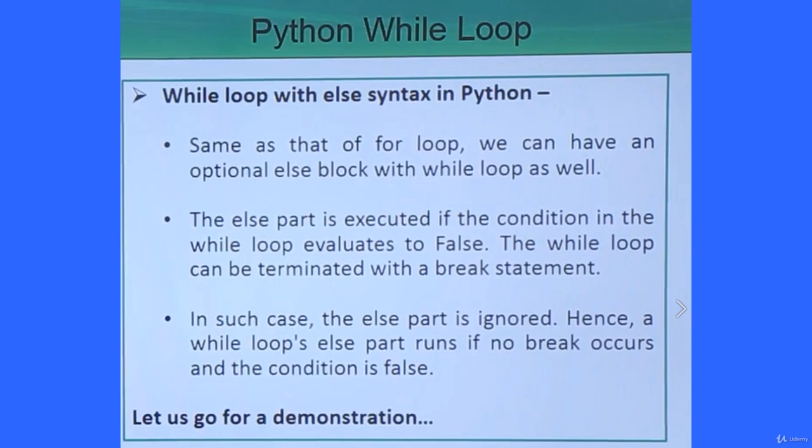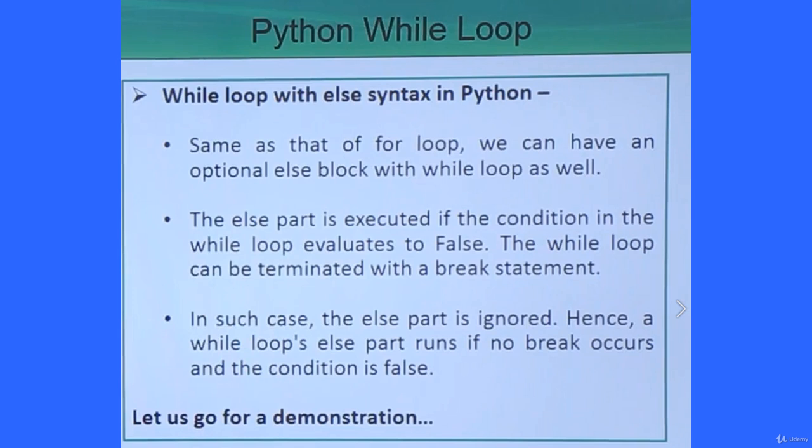While loop with else syntax in Python. So same as for the for loop, we can have an optional else block with the while loop as well. The else part is executed if the condition in the while loop evaluates to false. When the condition becomes false, then the else part will get executed. When the condition is true, then the while body will keep on executing.